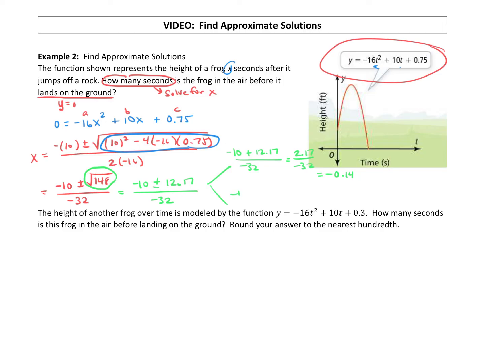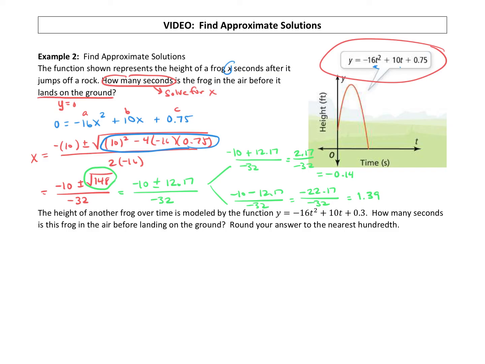The other one, we're going to do negative 10 minus 12.17 divided by negative 32. When we simplify that, we get a negative 22.17 over negative 32. That divides into a positive 1.39. So we have two solutions. We're used to getting two solutions in our quadratic equations.